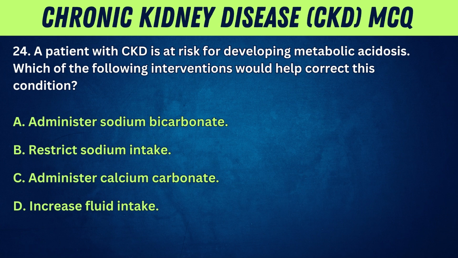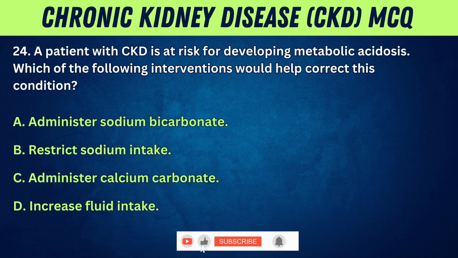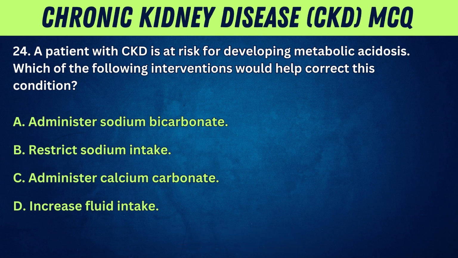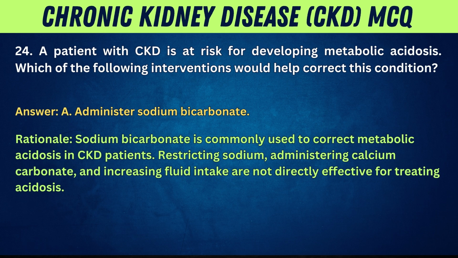24. A patient with CKD is at risk for developing metabolic acidosis. Which of the following interventions would help correct this condition? A. Administer sodium bicarbonate. B. Restrict sodium intake. C. Administer calcium carbonate. D. Increase fluid intake. Answer: A. Administer sodium bicarbonate. Rationale: sodium bicarbonate is commonly used to correct metabolic acidosis in CKD patients. Restricting sodium, administering calcium carbonate, and increasing fluid intake are not directly effective for treating acidosis.